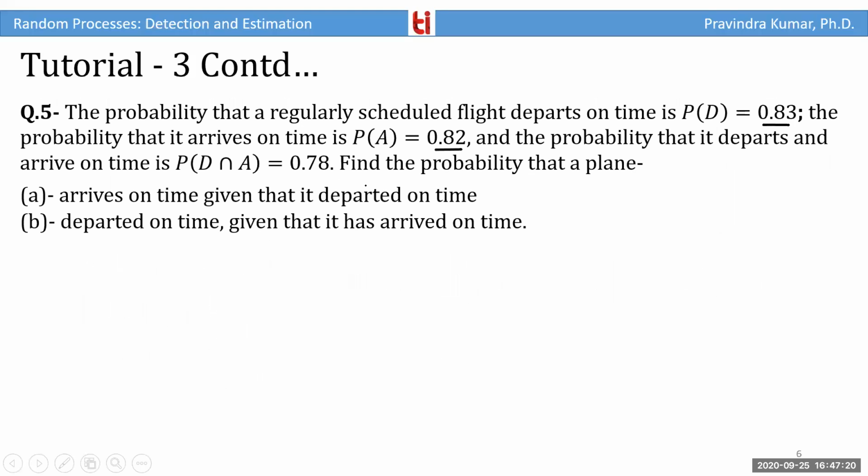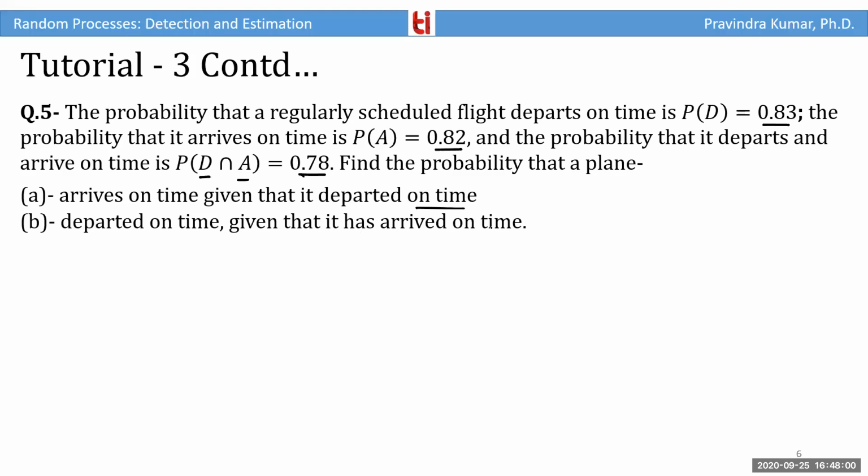So there is an 83% chance that the flight departs within time, and an 82% chance that it arrives within time. The probability that it departs and arrives on time, meaning both happen simultaneously, is 78%. Find the probability that a plane arrives on time given that it departs on time, and part B, departs on time given that it has arrived on time.